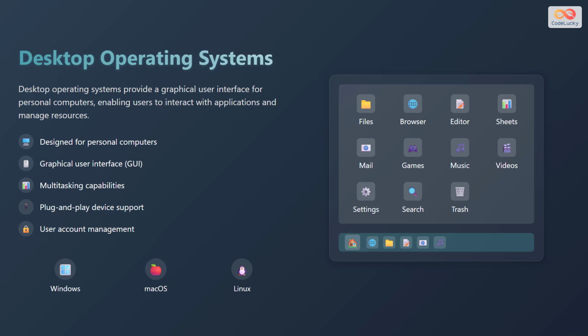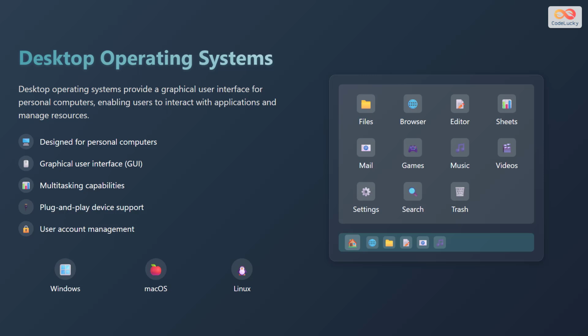Now let's look at desktop operating systems. These are designed for personal computers and provide a graphical user interface, known as a GUI, that allows users to interact with applications and manage resources easily. Think of the familiar interfaces of Windows, macOS, and Linux.